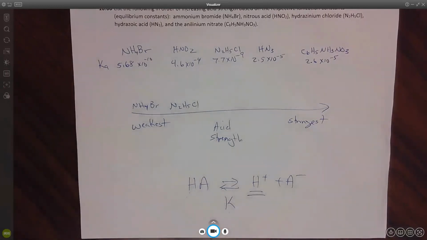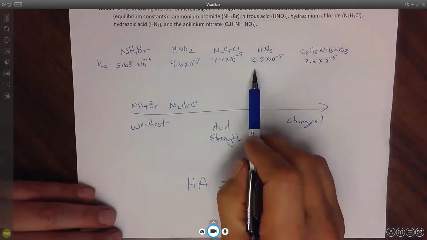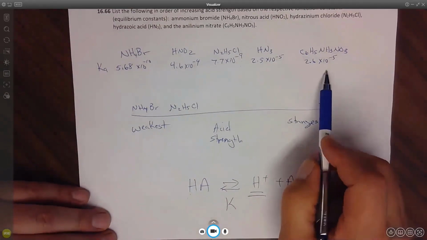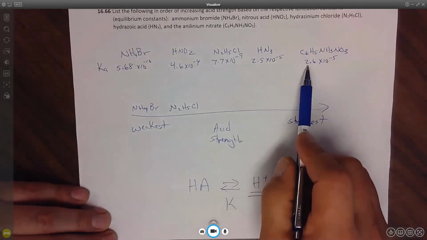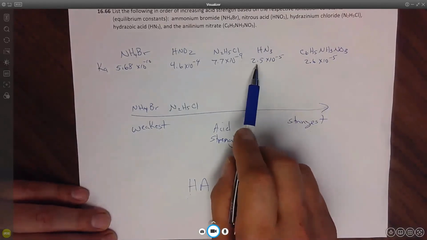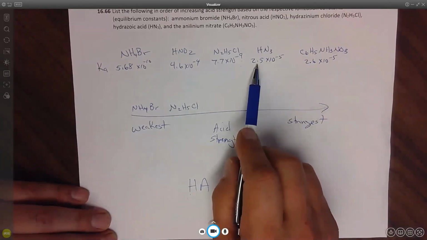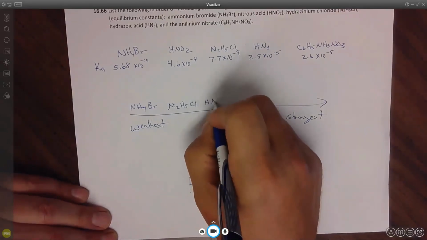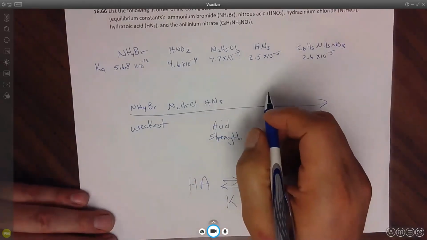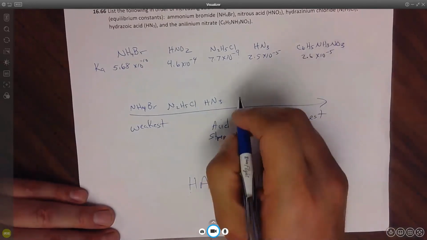now be careful. Think about it. Do you want the smaller value or the larger value? Hydrazoic acid. So you're saying this one's weaker than this one. 2.5 is less than 2.6. These two acids are almost identical in strength, but this is slightly weaker, right? 2.5 is smaller than 2.6. So it's going to go hydrazoic acid, and then finally, we're going to get to the anilinium nitrate.